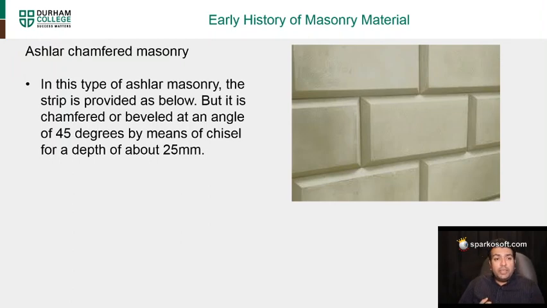Ashlar chamfered masonry. This type of ashlar masonry has the strip provided as before, but it is chamfered or beveled at an angle of 45 degrees by means of a chisel for a depth of about 25 millimeters. So you can see this is chiseled at 45 degrees, at least 25 millimeters into the stone. So that's called chamfered masonry.